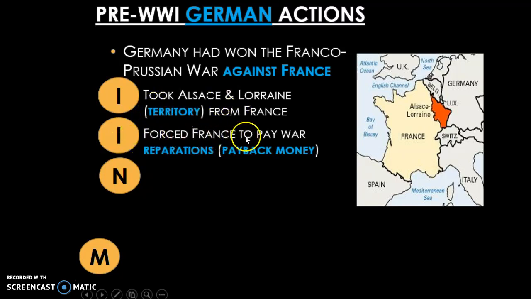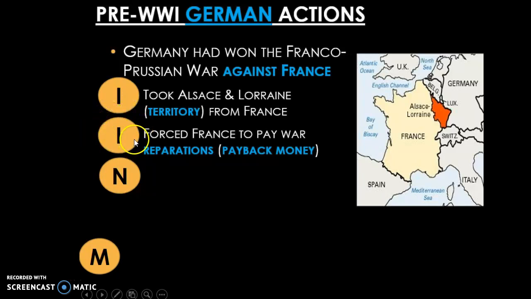Germany also forced France to pay war reparations, meaning payback money. Sometimes when you lose a war, the winning countries will force you to pay them money. Now, if you remember, imperialism is not just about taking land. Imperialism is also about controlling a country politically, meaning its government, socially, meaning the people's personal choices, and even economically, meaning controlling their money.